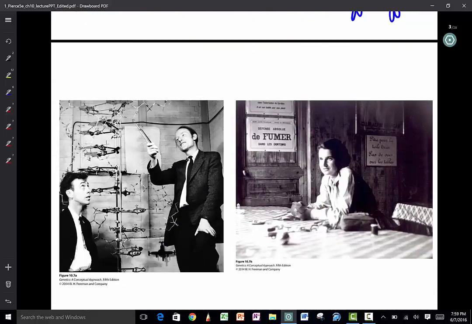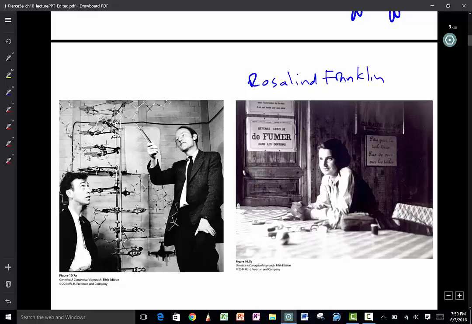Watson and Crick and Franklin. So this is Rosalind Franklin, and hopefully you know some of this story. It's a pretty long story, and it's a good story. Maybe I'll make you guys watch a movie on this story because it's very interesting.